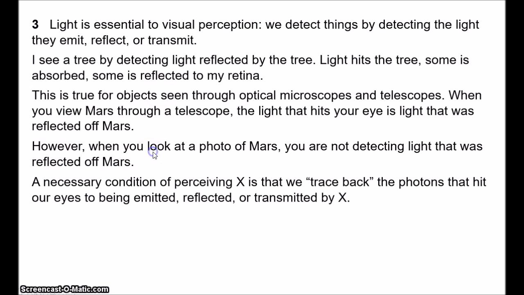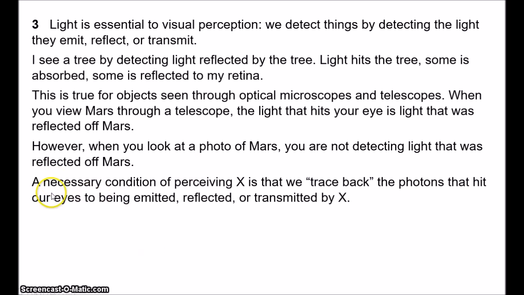Basically, the claim is this. A necessary condition of perceiving an object X is that you can, as it were, trace back the photons that hit your eyes to being emitted or reflected or transmitted by X. Perhaps the same light waves allow us to see two objects at the same time. Let's say I look at a mirror and I would say I see the mirror. This claim might be true because I'm detecting light that has been reflected off the mirror. I also say that I see myself in the mirror, and this can also be true. Some of the light that was reflected off the mirror was earlier reflected off of me. I see both myself and the mirror.